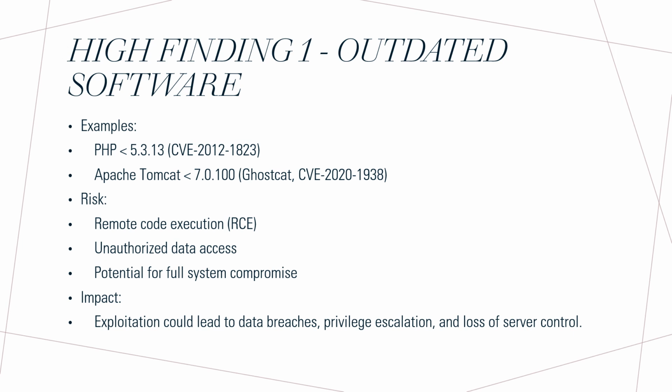One of the most critical findings was the presence of outdated server software. For example, the server was running a PHP version below 5.3.13, making it vulnerable to remote code execution as outlined in CVE-2012-1823. Similarly, the Ghostcat vulnerability in Apache Tomcat allows attackers to read sensitive configuration files and execute arbitrary commands. Such vulnerabilities have severe implications, potentially leading to full system compromise and unauthorized access to sensitive data.